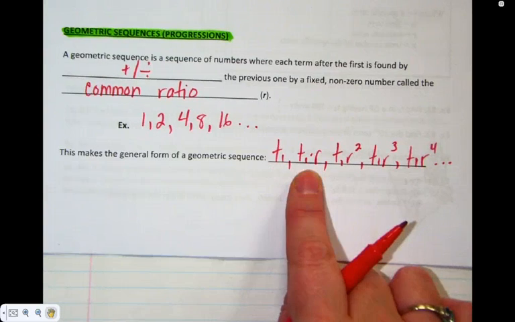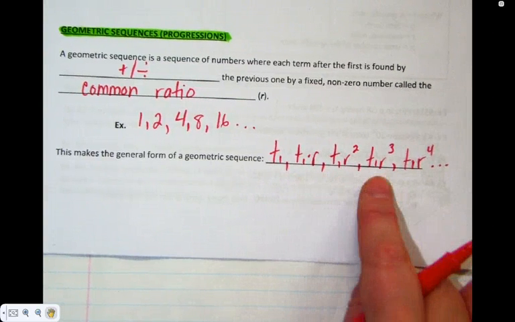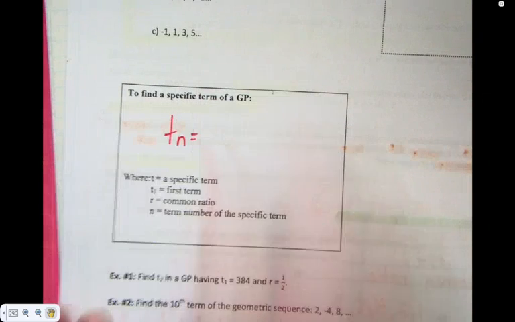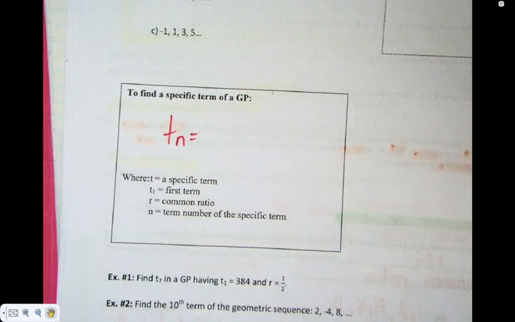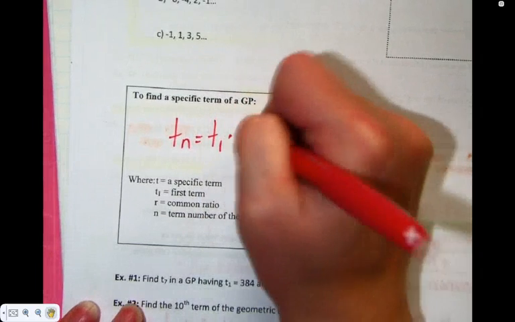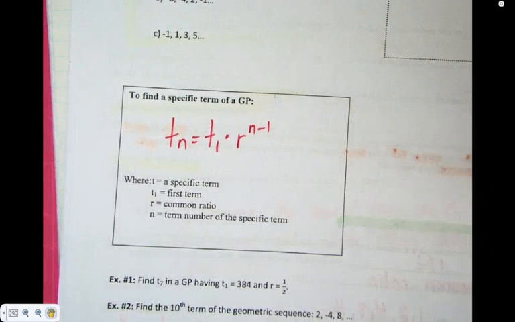So the first term is R to the 0. The second term is R to the 1. The third term is R to the 2. The fourth term is R to the 3. The fifth term is R to the 4. What would the nth term be? R to the n minus 1. I'm going to jump a little bit and come down to the formula that we're going to learn in a second. It comes just from that pattern. Tn is T1 times R to the n minus 1.